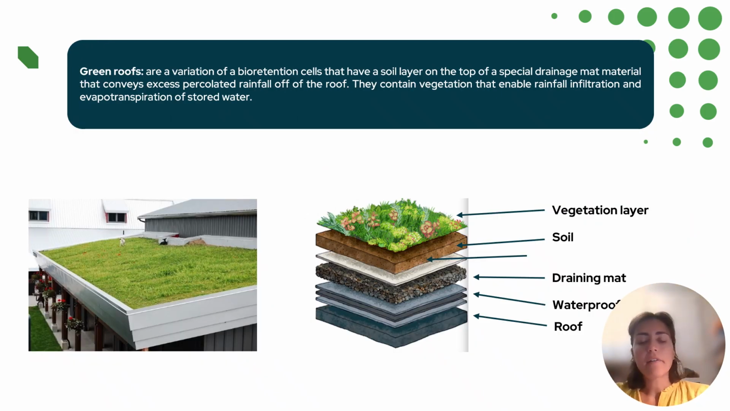Green roofs are another variation of bioretention systems, specifically designed for buildings. They consist of several layers: a waterproofing layer, a drainage mat, soil, and finally a vegetation layer. The main function of green roofs is to retain rainfall and promote infiltration, while the vegetation helps with evapotranspiration of stored water. In this way, they significantly reduce the volume of stormwater entering the sewer system, delaying runoff and lowering flood risks.